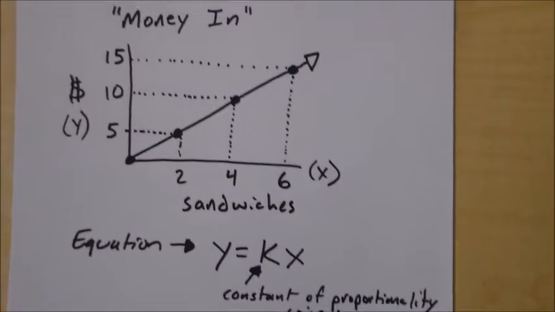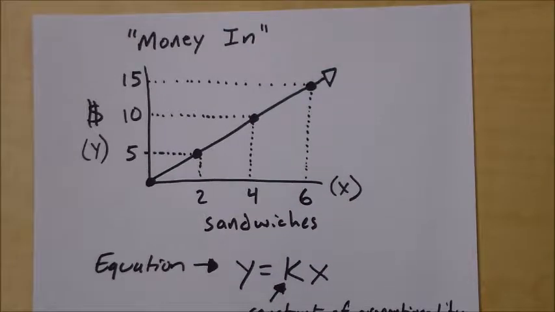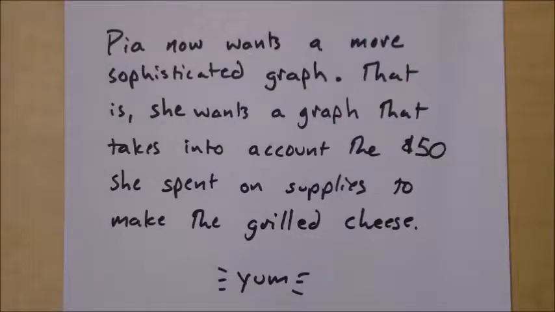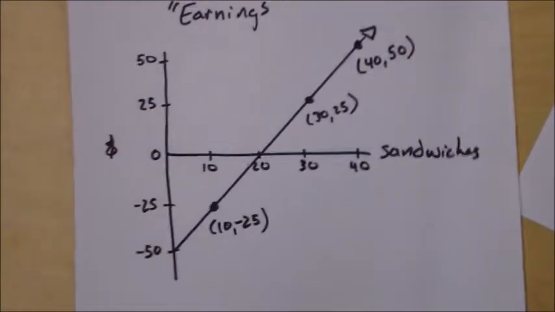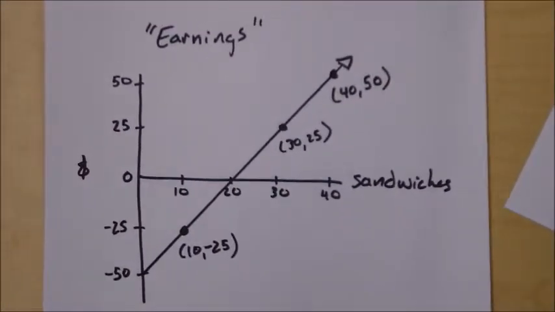Okay, so that's a review of 6th and 7th grade. Now we're on to new material. Pia wants a more sophisticated graph. That is, she wants a graph that takes into account the $50 she spent on supplies to make the grilled cheese in the first place, and still yum. Okay, so this is her new graph.